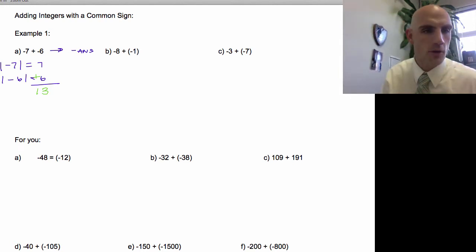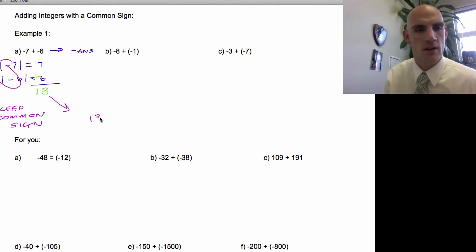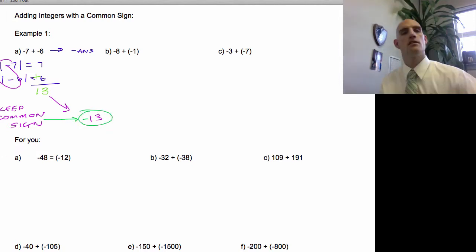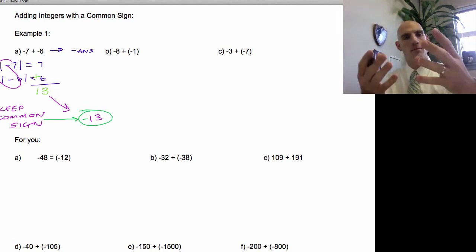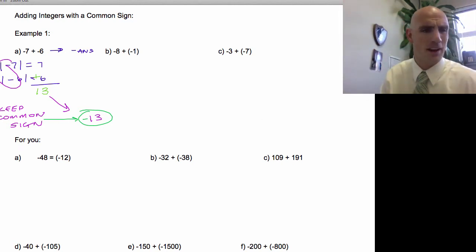Well, then I'm going to keep the common sign. Okay? And so because both of these are negative, my answer is going to be 13, and from the common sign, it's going to be negative 13. Okay? Take the absolute value, add those together, keep the common sign. Same thing for the next example, guys.